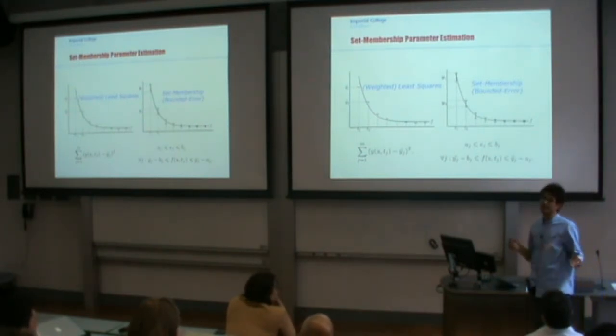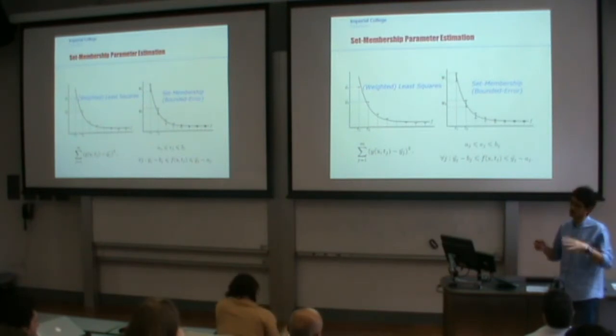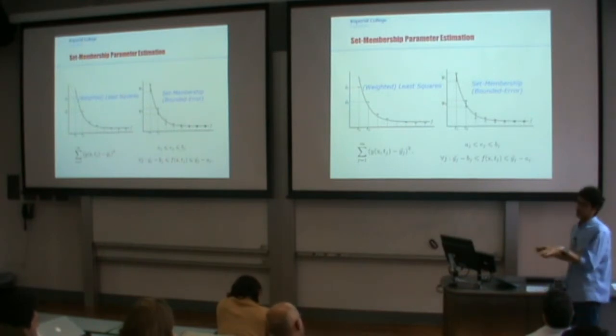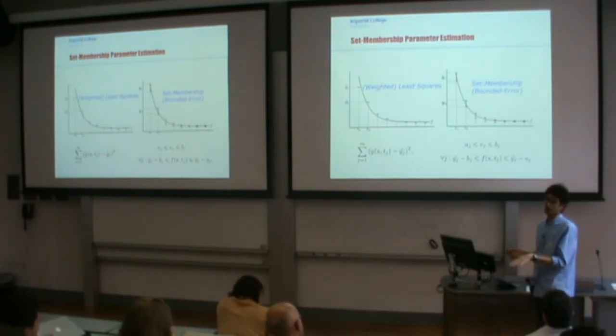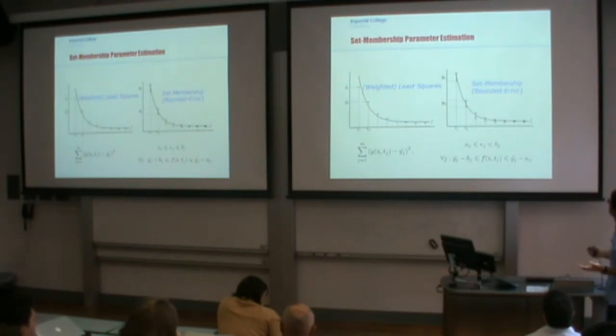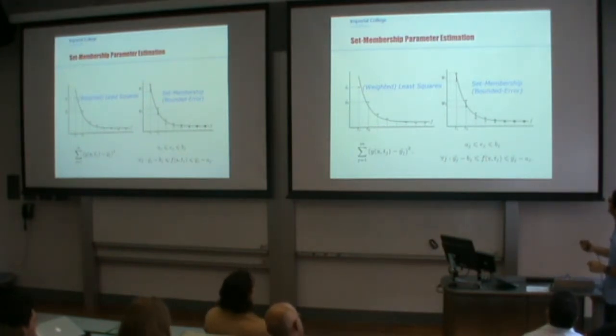Some people use Bayesian methods, because sometimes you have too many parameters and you need some priors on the probability distribution of the parameters. We took a different approach because we want robust applications, so we want to use a set membership approach. Basically we assume that we have a bound on the errors of the measurements.